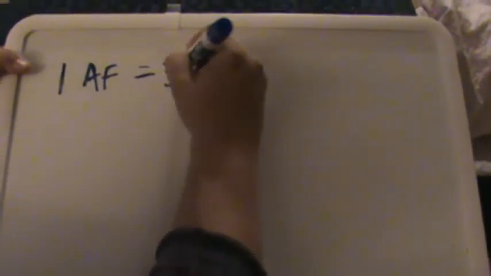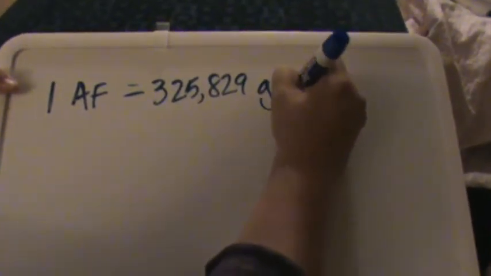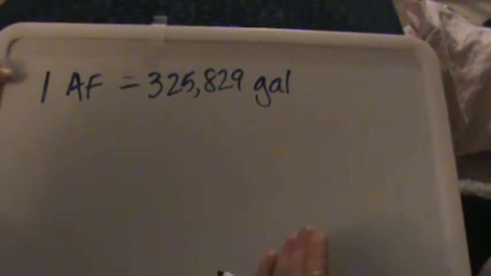Okay, so question number 2 says, convert 2 acre-feet of water into gallons and cubic feet. So again, on the conversion sheet in the upper right-hand corner, I will find that 1 acre-foot of water is typically 1 football field covered about 1 foot deep in water. And that is equal to 325,829 gallons.